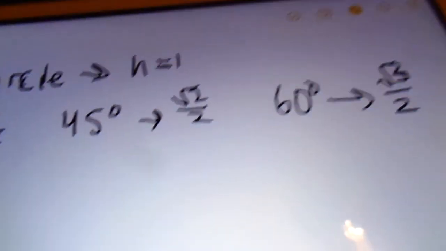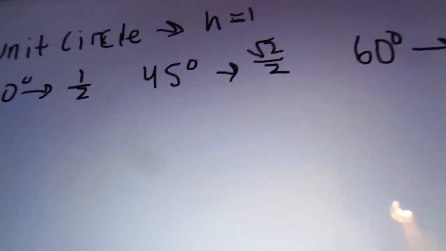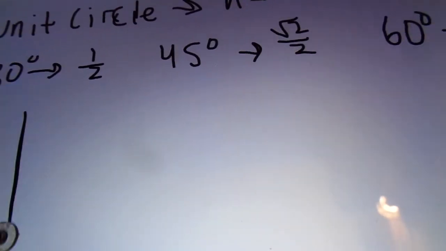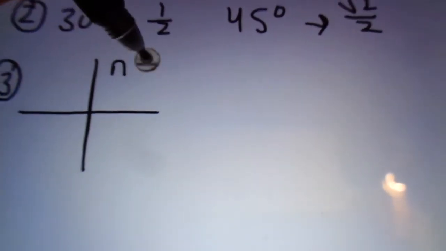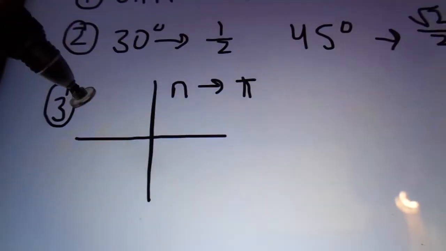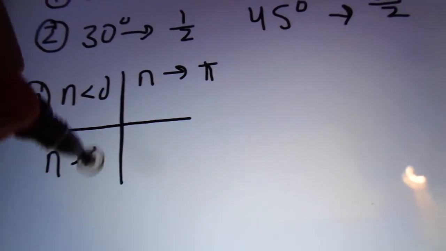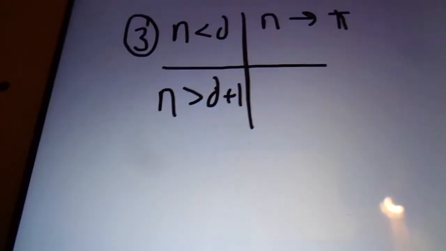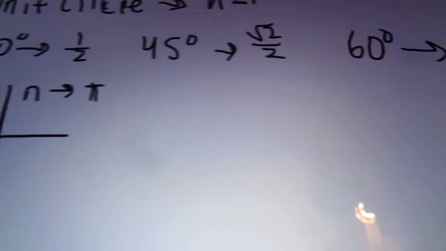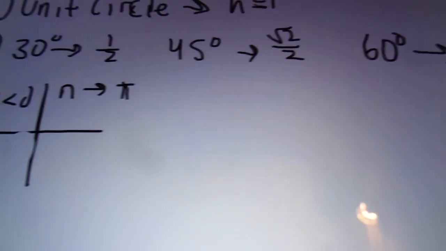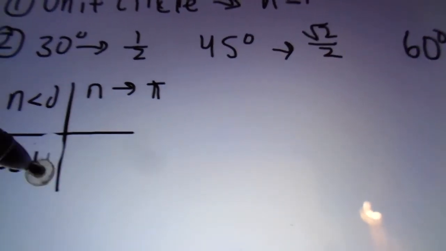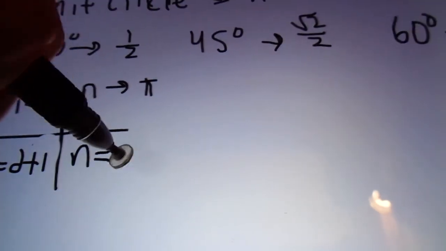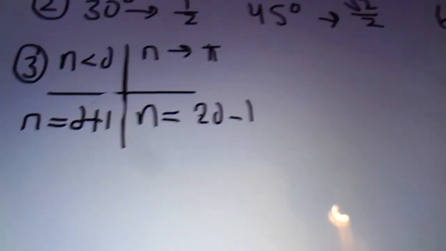And then the third thing is, for certain quadrants, what the radians are like. In one, the numerator is pi. The denominator is equal in one, the numerator is equal in another. Basically, you add 1 to the denominator and that equals the numerator. That's a better way to put it. And then here, the numerator equals 2 times the denominator minus 1.